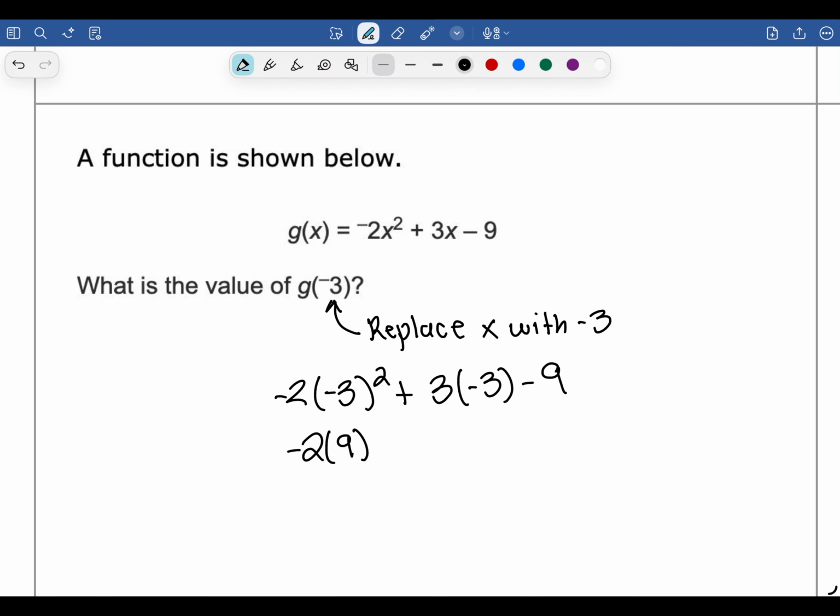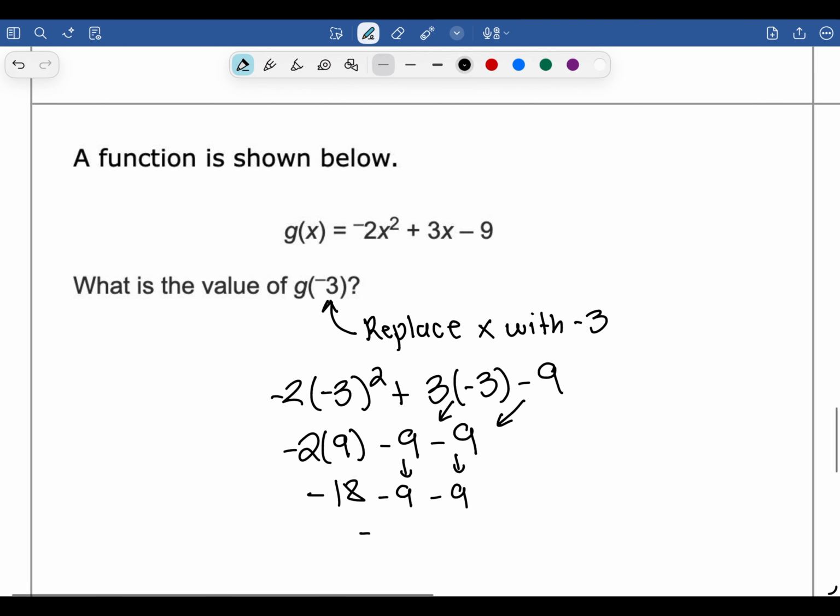And then I bring my negative 2. And then I got 3 times negative 3, which is negative 9. So I bring down negative 9, and then I bring my other negative 9 down. Okay, now I got to do the other one, which is negative 2 times 9, which is negative 18. And then everything else really just drops down. Okay, and from there, we're going to take care of the next step, negative 18 and negative 9. That's going to give me negative 27. And I bring this other 9 down.